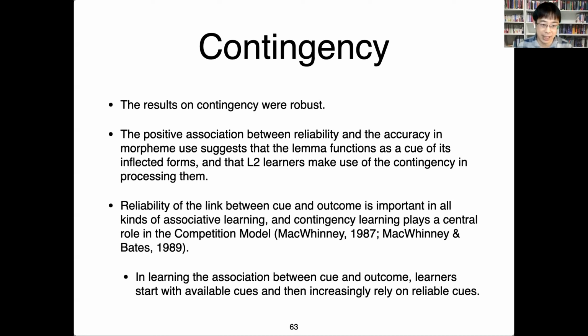Reliability of the link between cue and outcome is generally important in all kinds of associative learning, and contingency learning plays a central role in the competition model, which is a very well-known model in second language acquisition. In learning the association between cue and outcome, learners start with available cues and then increasingly rely on reliable cues. That's what research on the competition model has demonstrated.